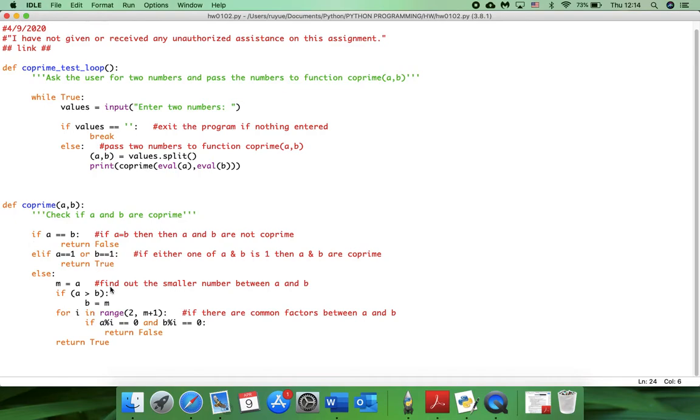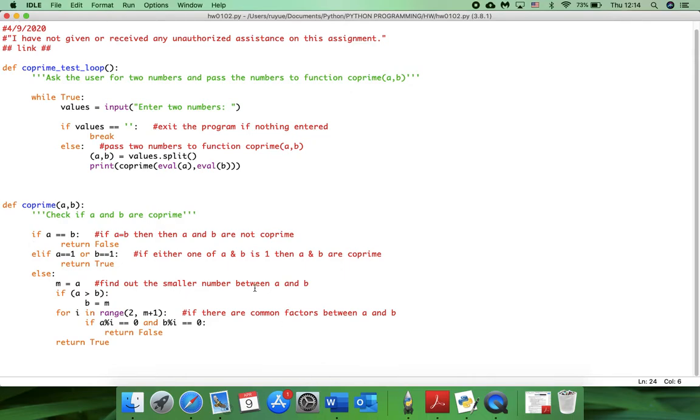And if the two above situations are not the case, then we need to consider if there are some common factors between A and B. If there is one, then they are not coprime because they have more than one common factor, and otherwise they are coprime.